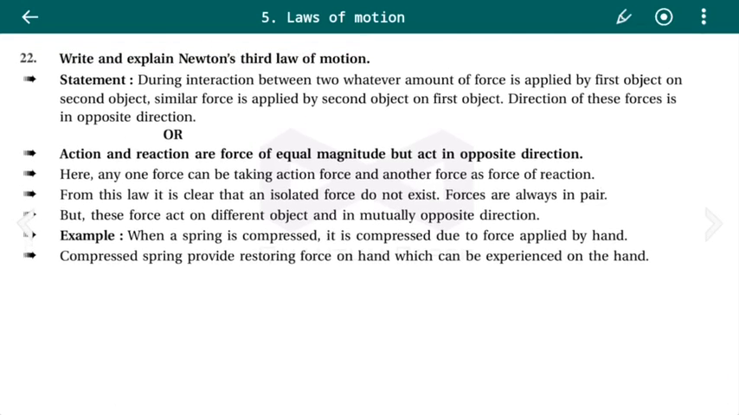So this is Newton's third law of motion, where two forces are equal in magnitude and opposite in direction. Such types of forces are called action and reaction. So action and reaction are always equal and opposite. So students, you may note down this theory.